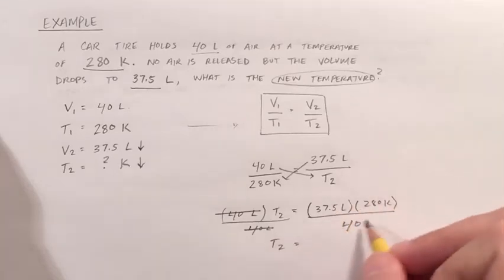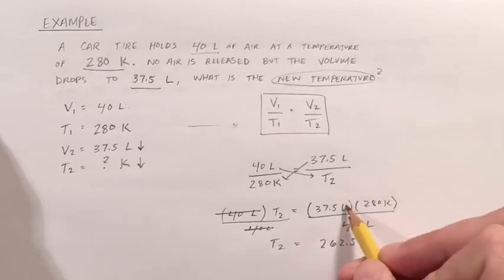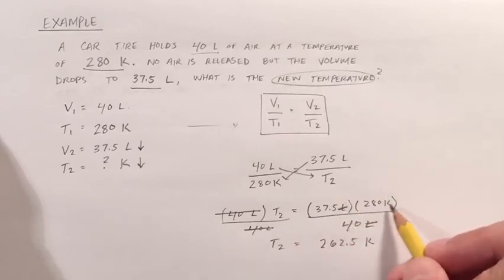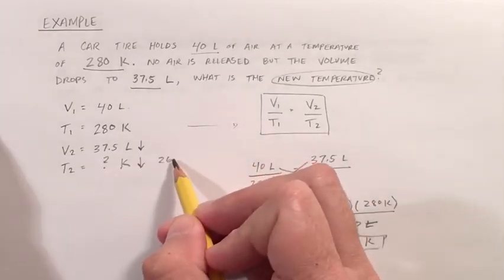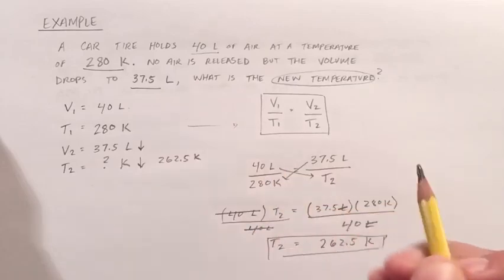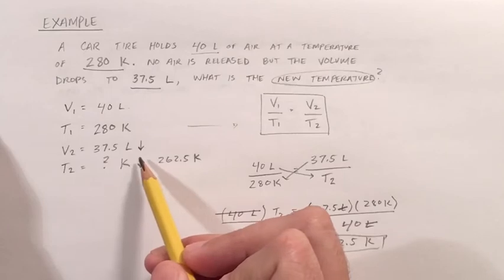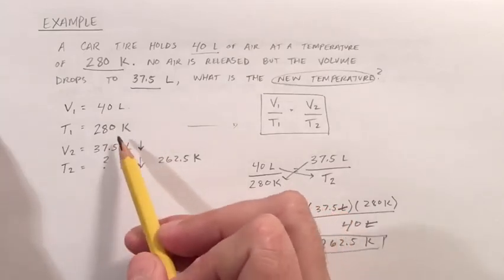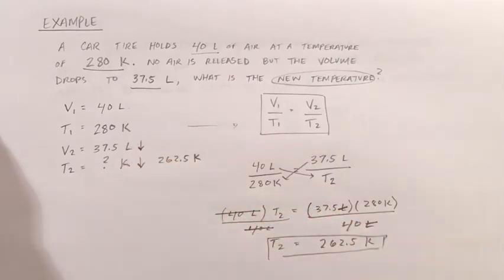When we do all the math right here, we end up getting 262.5 Kelvin. Notice liters cancels out, our only unit is K. 37.5 times 280 divided by 40 gives us 262.5. So that is our number up here, 262.5 Kelvin. It has the right unit, it's K, that goes with T2, and it also went down from T1, 280 went down to 262.5, so it follows our directly proportional pattern.